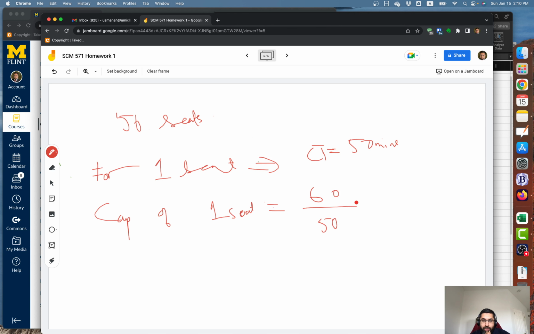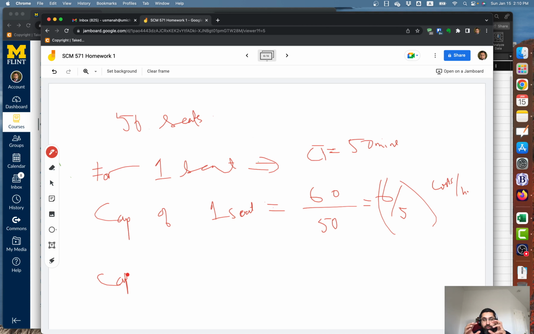Okay, so it's going to be something like 1.2 or something, but I'm just going to write it as a fraction. 6 divided by 5 customers per hour. Okay, 60 minutes in an hour divided by the cycle time, which is 50 minutes. That's the capacity of one seat. So what is the capacity of 50 seats? Because that's the total capacity of my seating system.